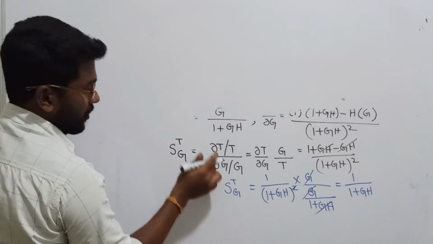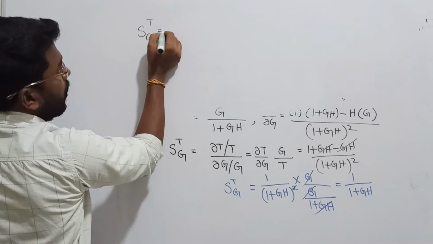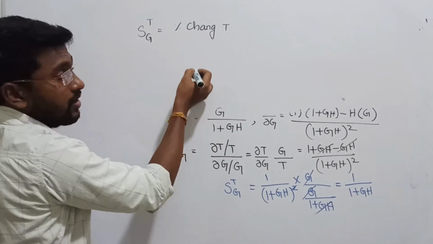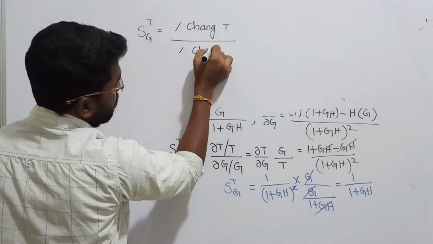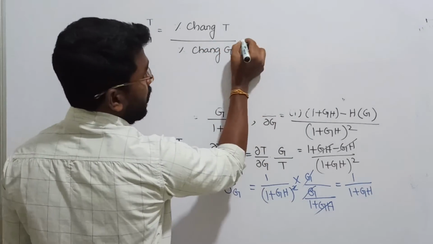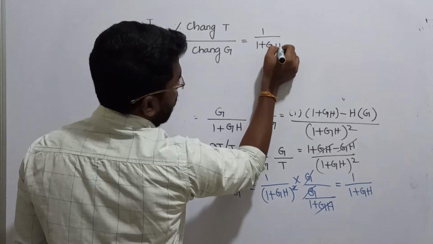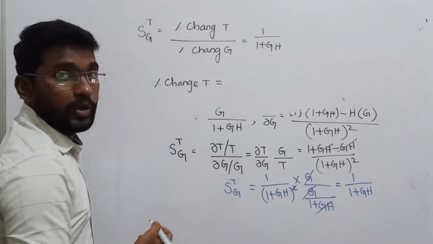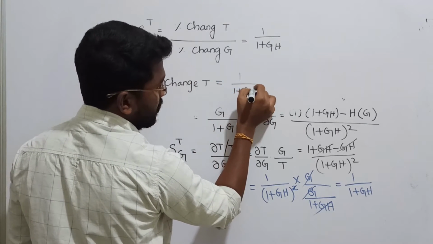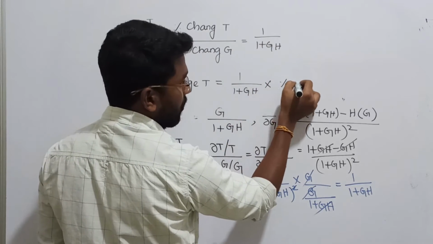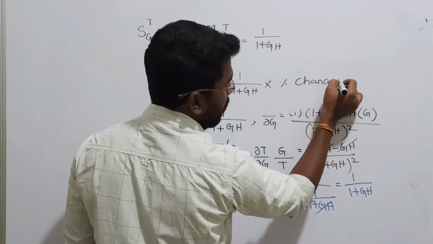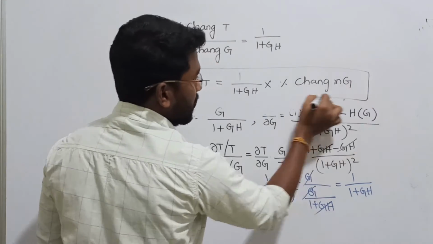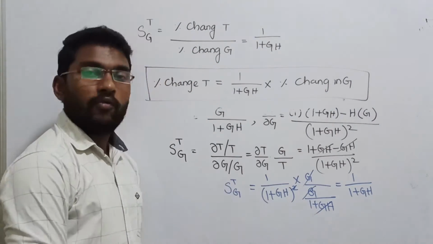So the sensitivity of the overall function can be written as S_G^T. Again, how can you write this expression? It can be written as the percentage change in the overall transfer function with respect to the percentage change in forward path gain G. That should be equal to 1 upon 1 plus GH. Now from this we can write that the percentage change in the overall transfer function should be equal to 1 upon 1 plus GH into the percentage change in the forward path gain G. See, that is how we are finding the changes in your overall transfer function with respect to the changes in your forward path gain. Clear?